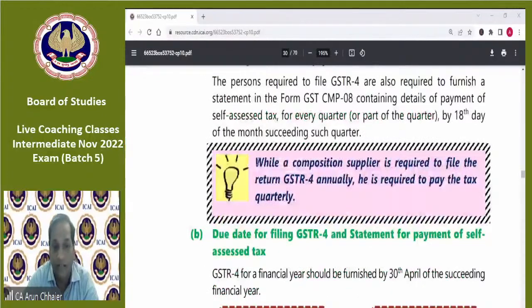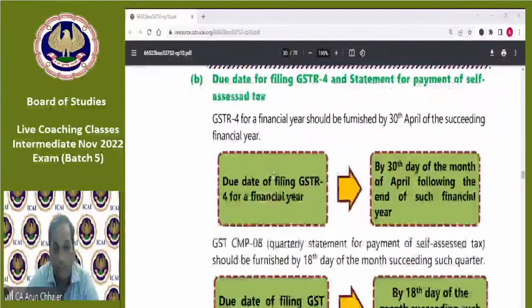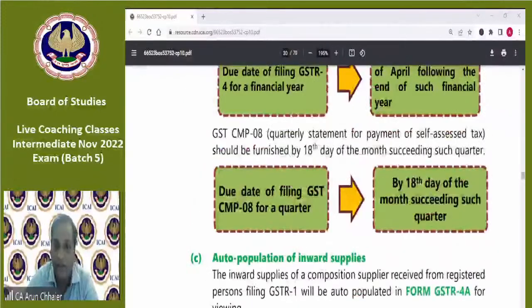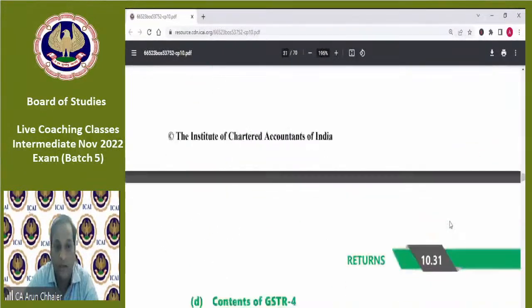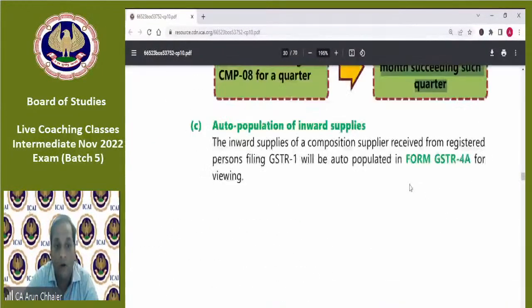Fine. While a composition dealer is required to file the GSTR 4 annually, he is required to pay the tax quarterly. That we have understood. What is the due date? We have also discussed the due date: CMP 08, 18th of the month following the end of the quarter. Now, the auto-population of inward supplies: almost in all the concepts, all the inward supplies are auto-populated. GSTR 2A, GSTR 2B, table GSTR 4A, and in case of the ISD, we have discussed table GSTR 6A.